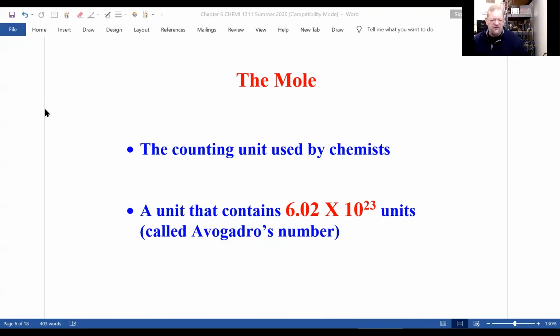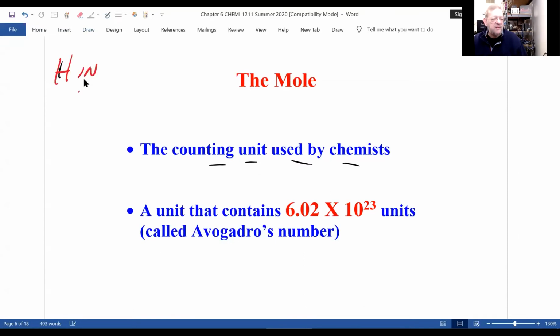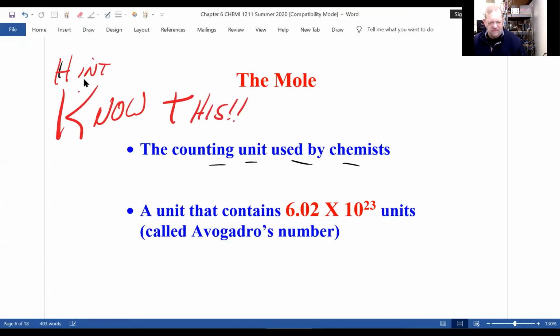In chemistry, the mole is not a furry little animal that runs around the ground and digs holes in the ground. No, the mole is something very important in chemistry. And you should know, what is the mole? The mole is the counting unit used by chemists. If I ask you what's the mole on a test, it's the counting unit used by chemists.